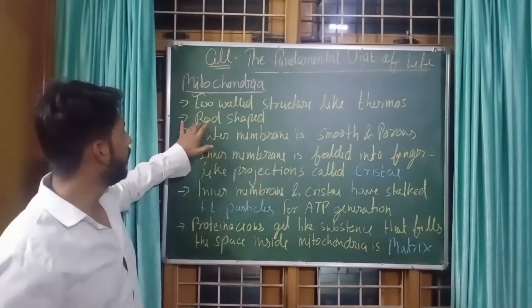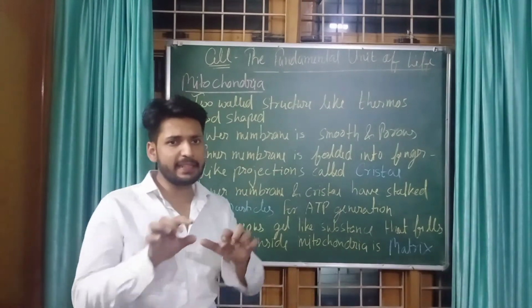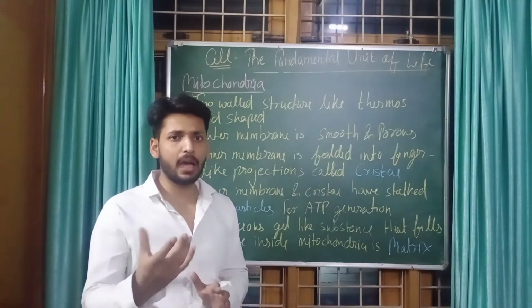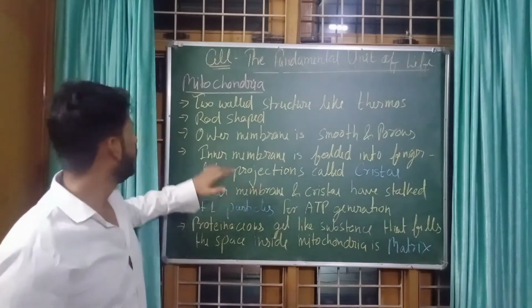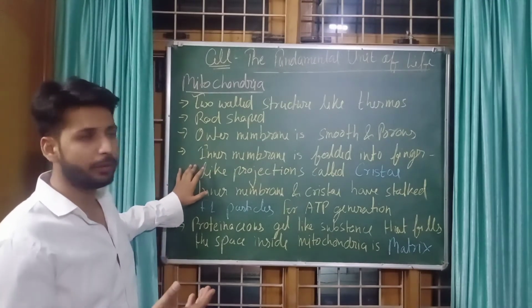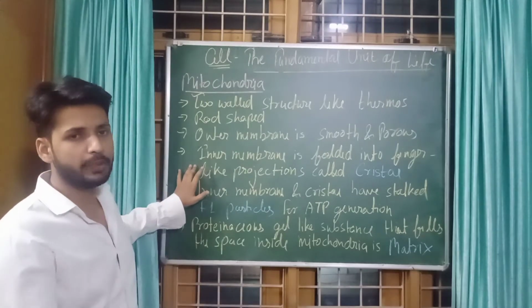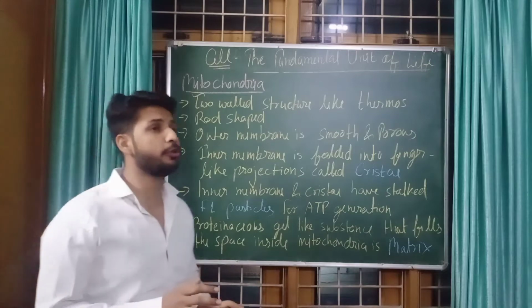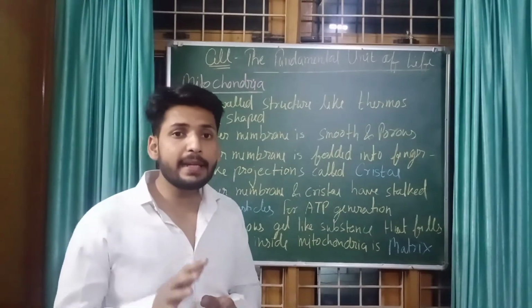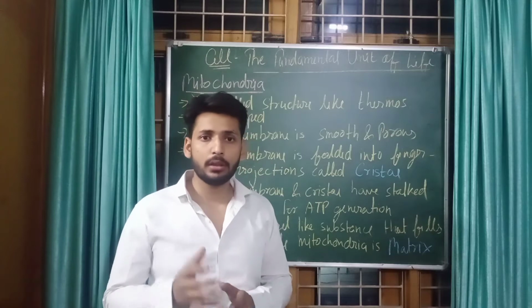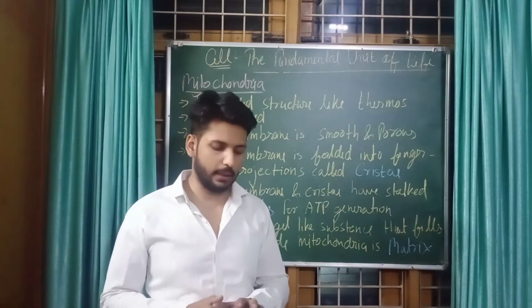Next, we can see it is rod shaped. Basically, its shape is just like a rod, so that's why we call it rod shaped. Next point, I told you the outer membrane is smooth and porous. The inner membrane is folded into finger-like projections. Why is it folded into finger-like projections? Because it increases its surface area.